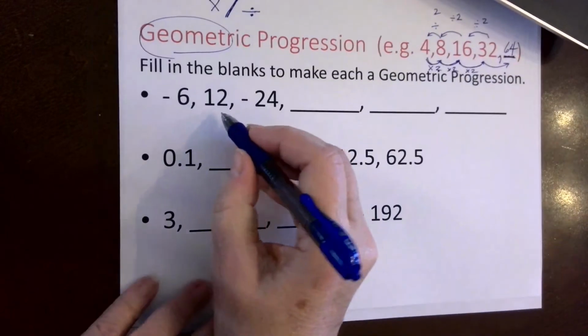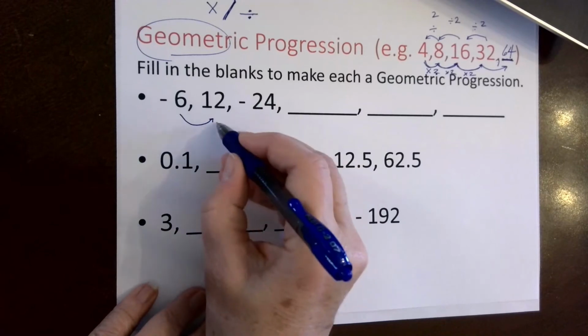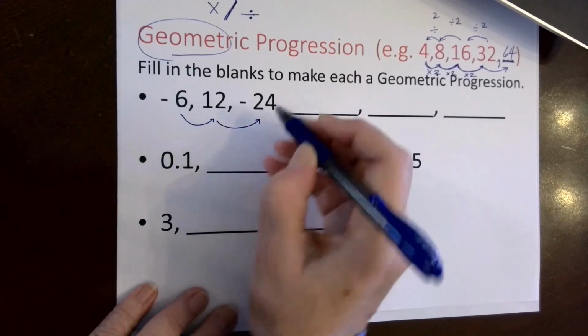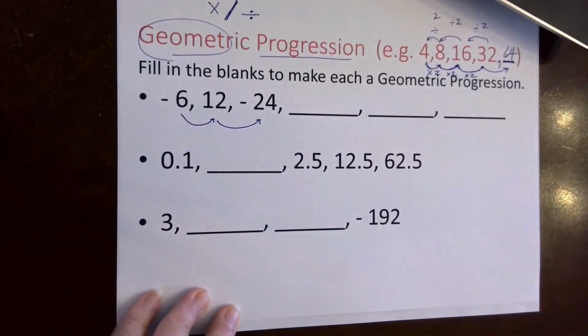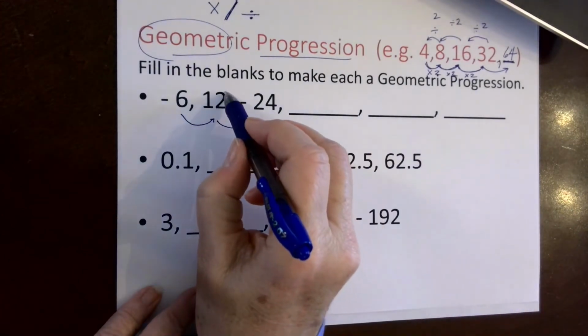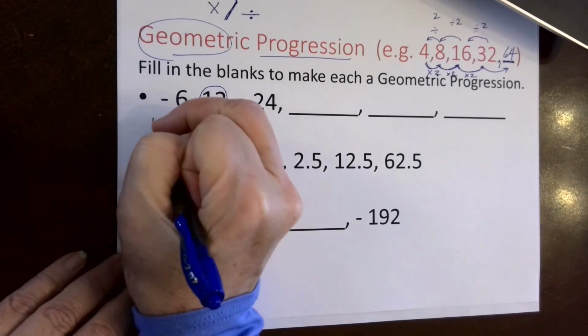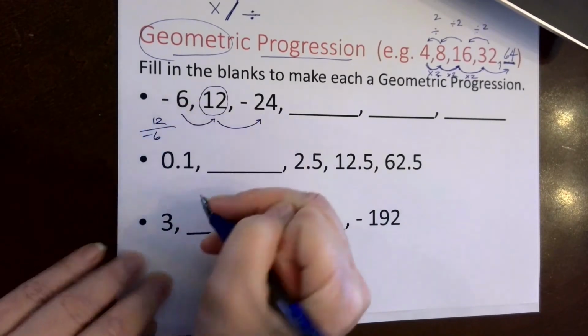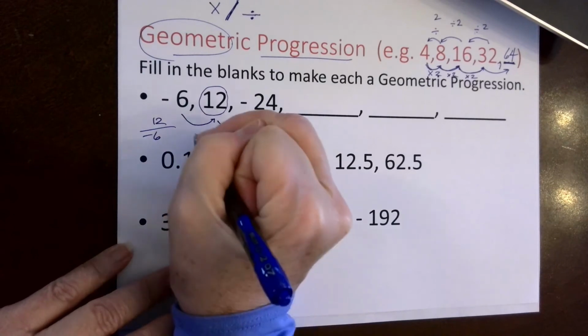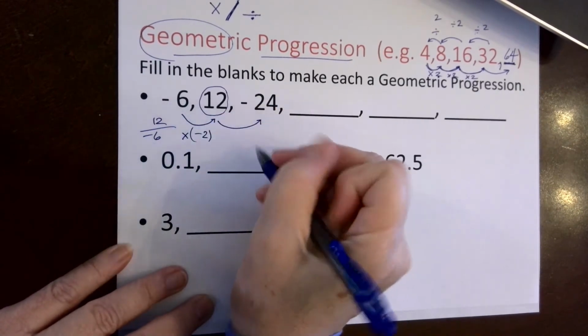Let's look at this one. What's the jump between here and here? It's going to be the same as the jump from here to here because we have a progression. They go in order and make a pattern. The way you do it is to take one number and divide the one before it. 12 divided by -6. That's -2. So we're multiplying by -2.